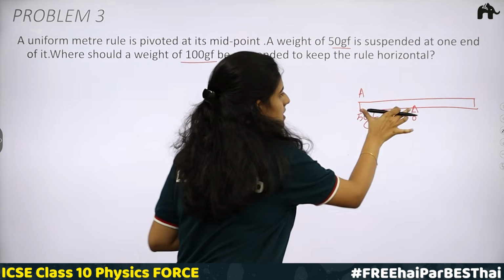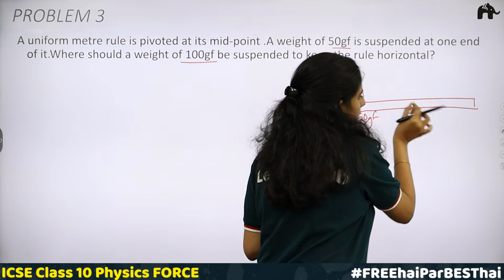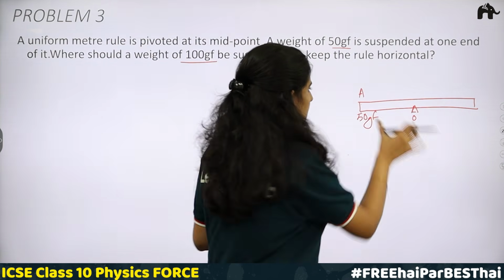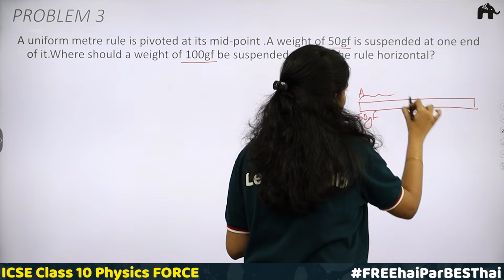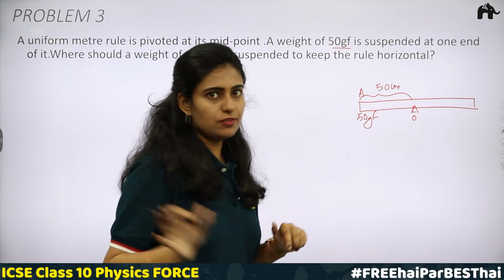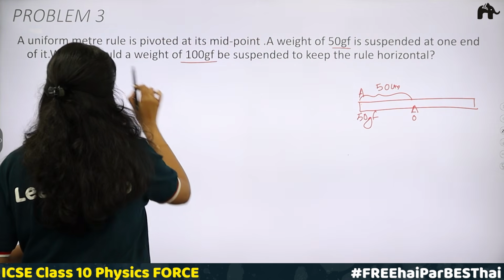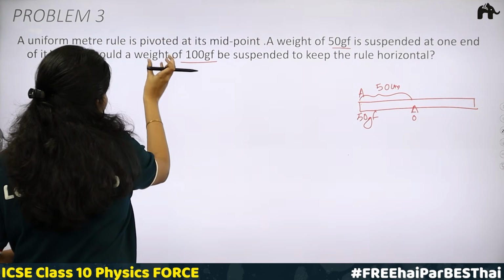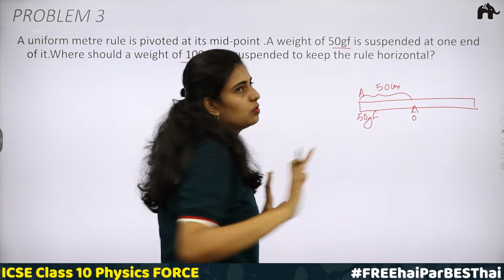Okay, what is this distance? If in this meter rule it is pivoted at the center, at the midpoint, then this distance will be, total we have 100 centimeter, this distance will be what? 50 centimeter. This distance will be 50 centimeter. Now what is the question? We have to find where a weight of 100 GF should be suspended to keep the rule horizontal.